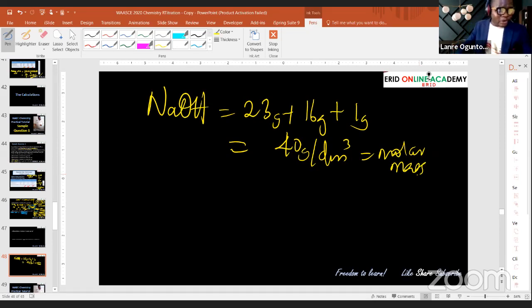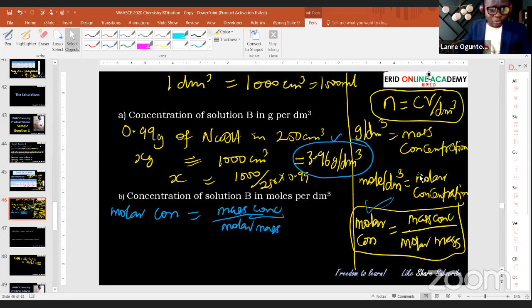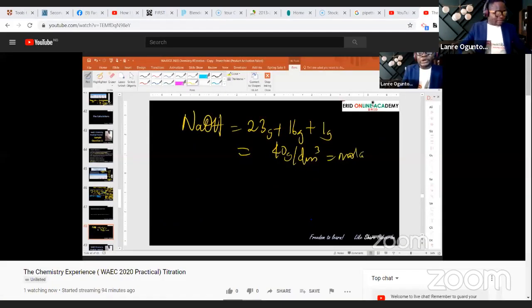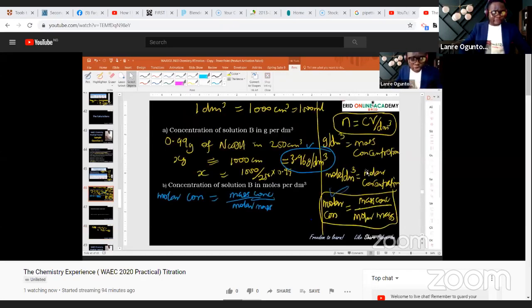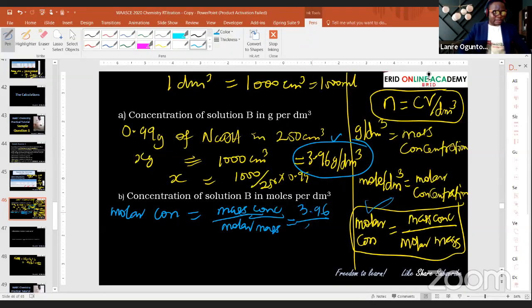So we got 40 grams for the molar mass of sodium hydroxide, right? Now let's finish up this particular calculation. We got 40 grams for this, and here we got 3.96. So 3.96 over 40. Let's press our calculator and see what we'll get. 3.96 divided by 40 gives us 0.099.